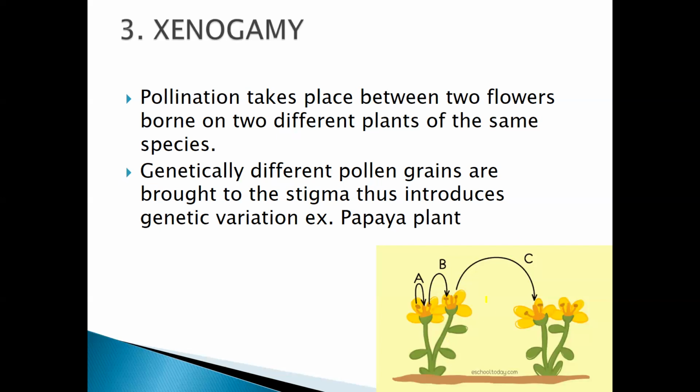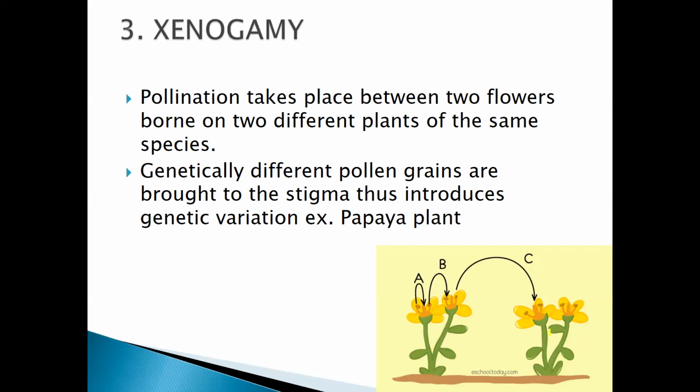This is papaya plant 1, papaya plant 2. Here, the pollen grains from the anther go and pollinate the stigma of another flower, but of the same species. So this process is known as xenogamy. Genetically different pollen grains are brought to the stigma, thus introducing genetic variation. Yes, genetic variation can take place in a cross-pollination process.